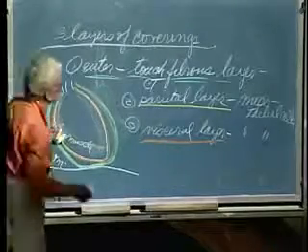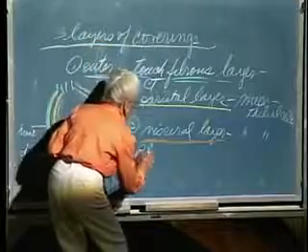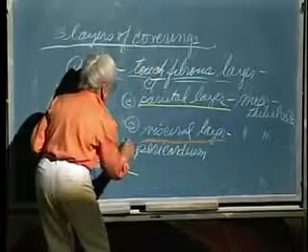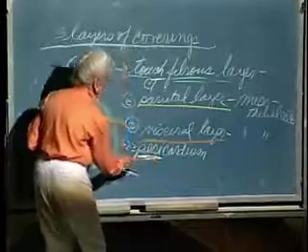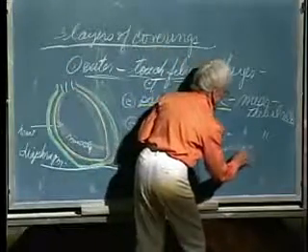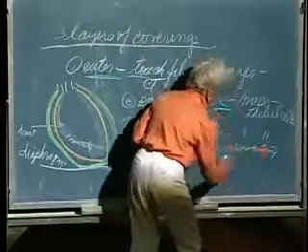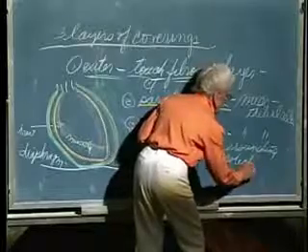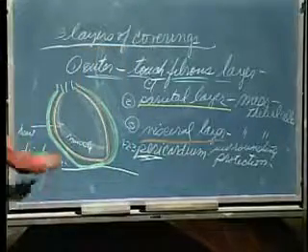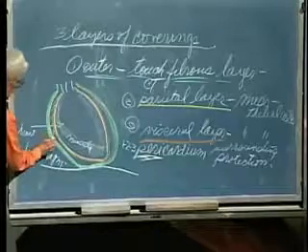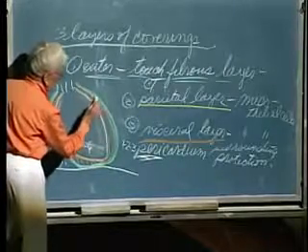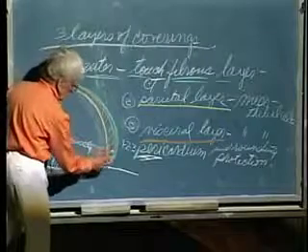And these layers are all part of the pericardium. So one, two, three. Peri means around. So they make up the pericardium surrounding the heart. More protection. And between the parietal layer and the visceral layer, what do we call the area between them? Pericardial cavity.